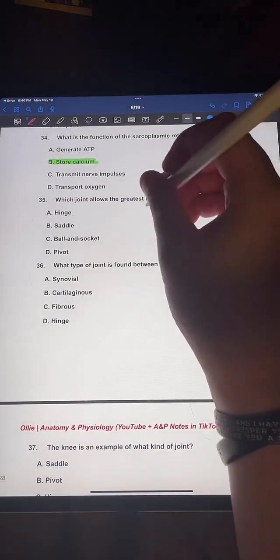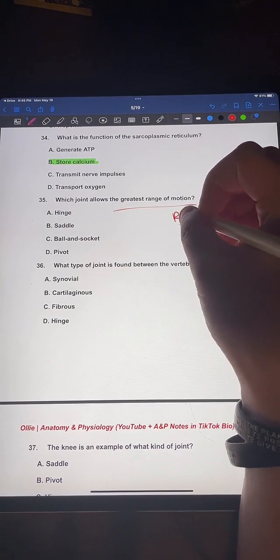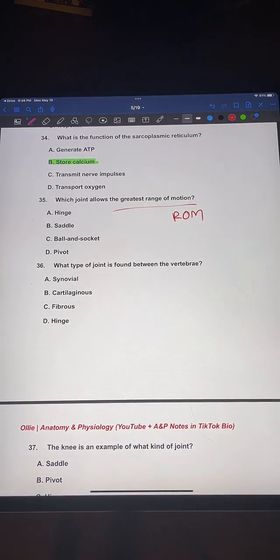35. Which joint allows for the greatest range of motion, or ROM?